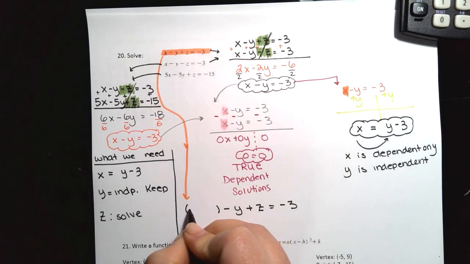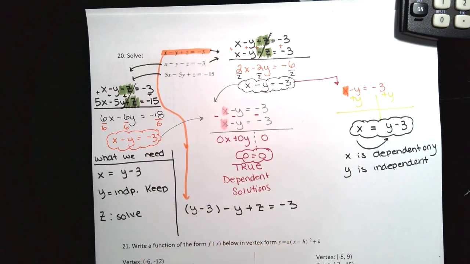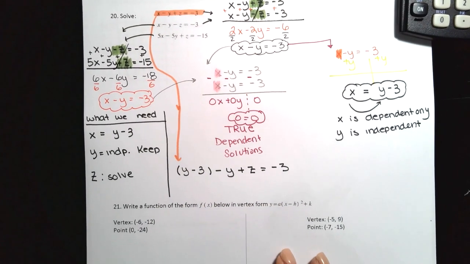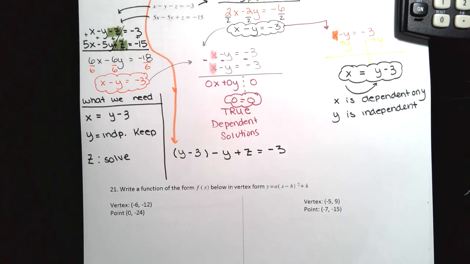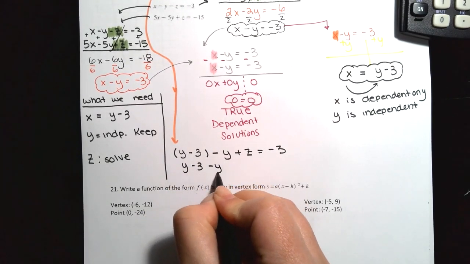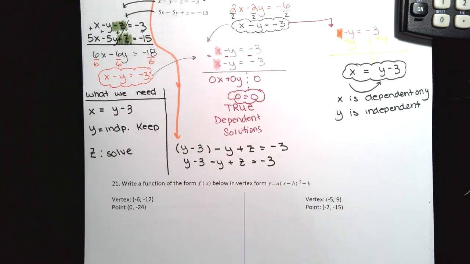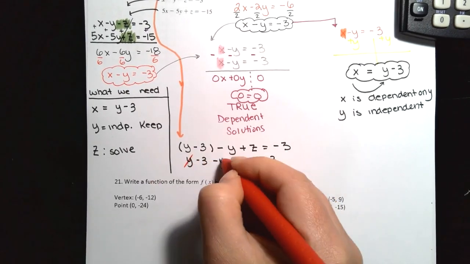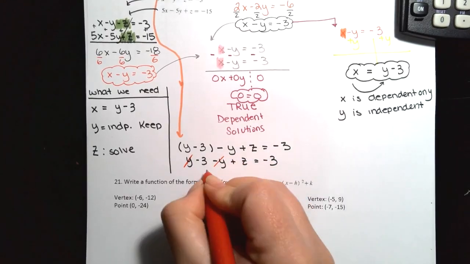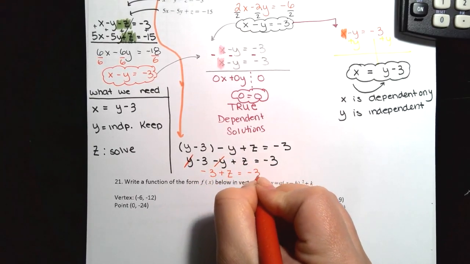Now, what was x? X was y minus 3. Go and drop your parentheses here if you need to distribute or anything like that. Let's do that, but we don't need to. So we got y minus 3 minus y plus z is equal to -3. A y minus a y, these are like terms, those are gone. We get -3 plus z is equal to -3.